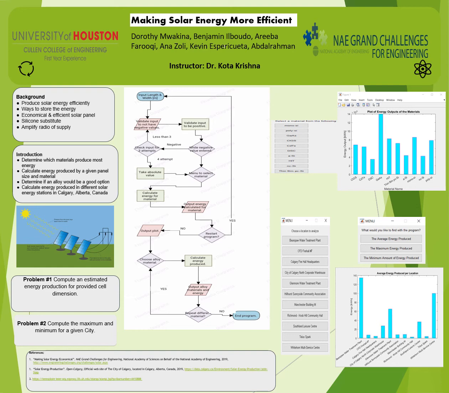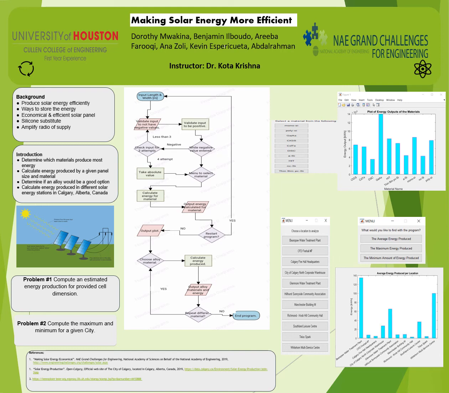Hello, this is Ariba. I'm going to explain the output for problem 1. The output displayed for problem 1 is in the form of a bar graph. Here it displays energy outputs for the cells using the user entered length, width, and height. If the user chooses to view energy outputs for all materials, in this example we can see, looking at this bar graph, that cell GAAS produces the highest energy output, and cell DSC produces the lowest energy output.